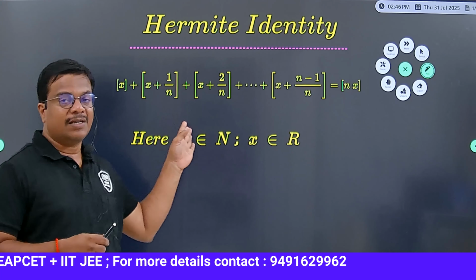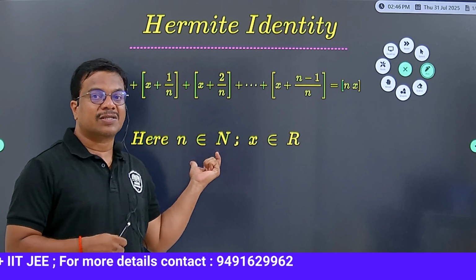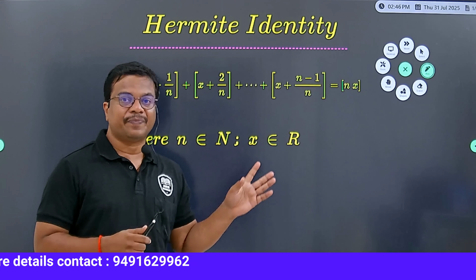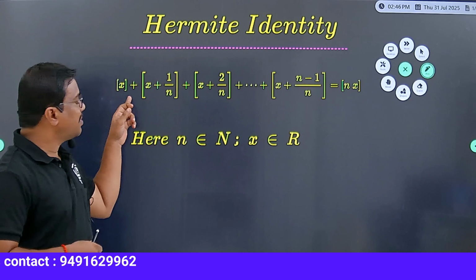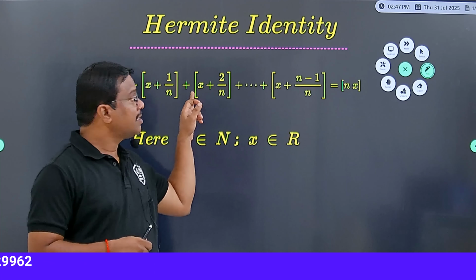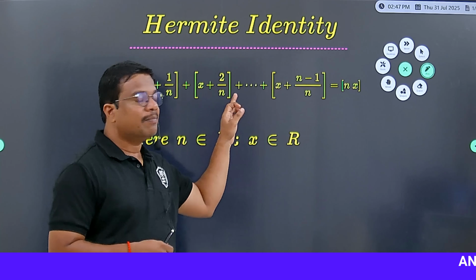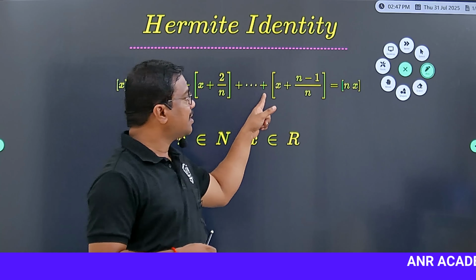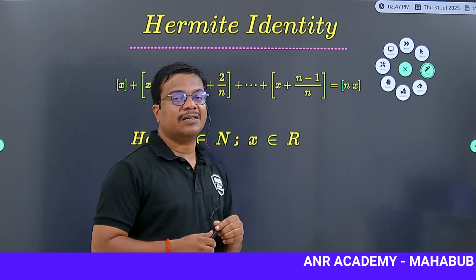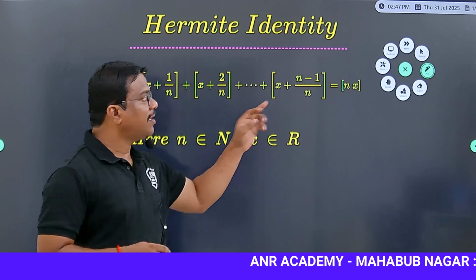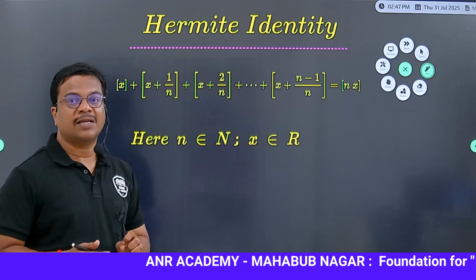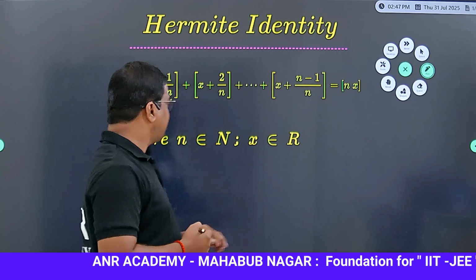Today we are going to discuss Hermite's identity. See the statement: for small n belonging to the natural numbers and x belonging to the real numbers, floor of x plus floor of x plus 1 by n plus floor of x plus 2 by n and so on, plus floor of x plus n minus 1 by n, is equal to floor of nx. That is the statement. Let us see the proof of this.